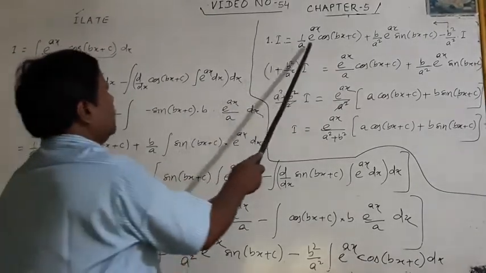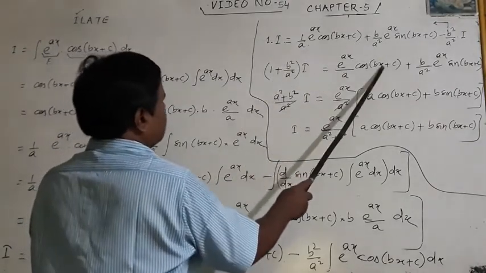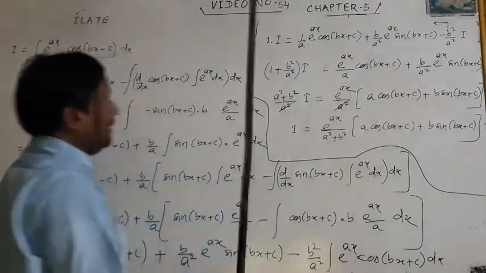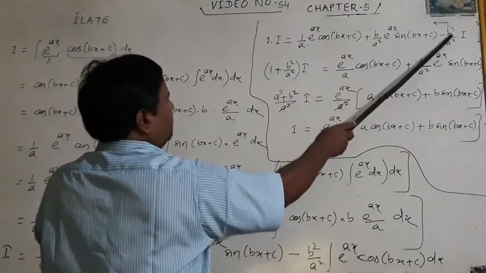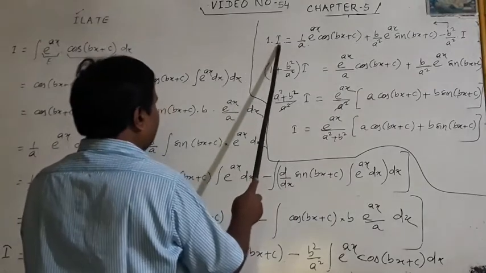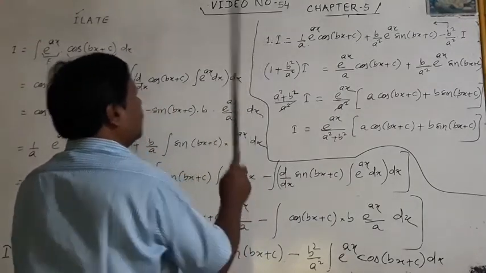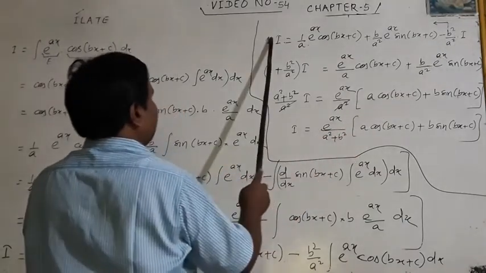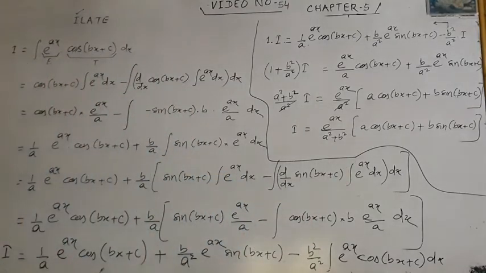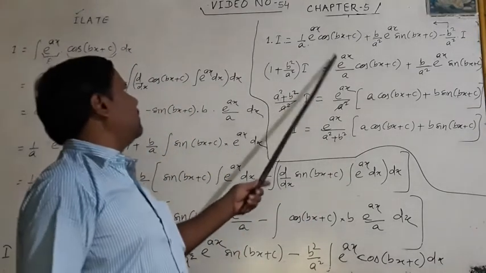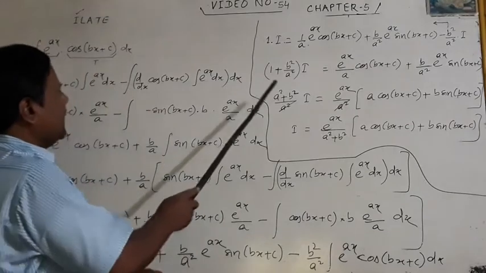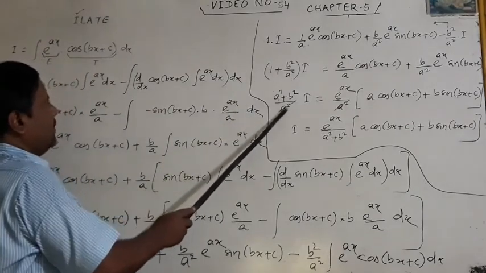Now it is e to the power x by a cos(bx + c) plus b by a squared e to the power x sin(bx + c). I am repeatedly telling it to you: I am writing this I as 1 times I and taking this I to one side. It becomes 1 plus b squared by a squared times I. Take the LCM: it is a squared plus b squared by a squared times I.